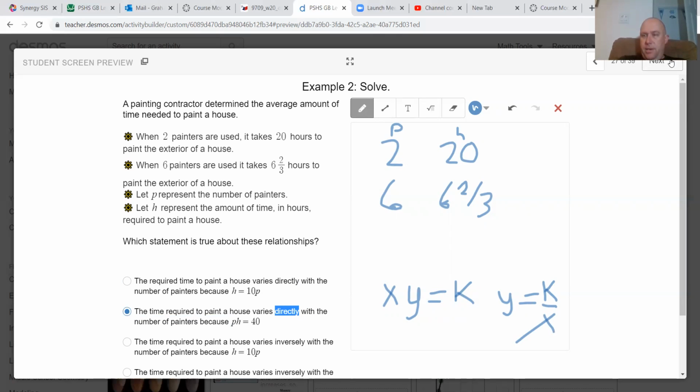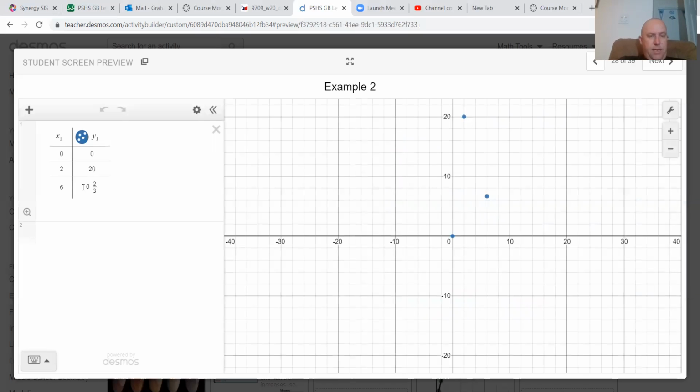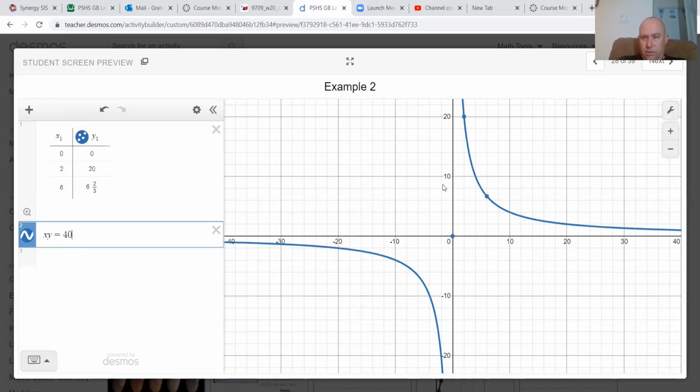And actually, if we type in those points straight away, to get the 6 2/3, you type in the 6, leave a space, and then just do the fraction 2/3. Notice these 3 points, definitely not a straight line going through 0, 0. So that's straight away this is not direct variation anyway. So for inverse variation, we multiply the two numbers together. So 2 times 20 is 40. So I think the rule is xy equals 40.